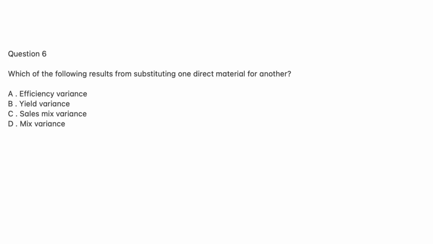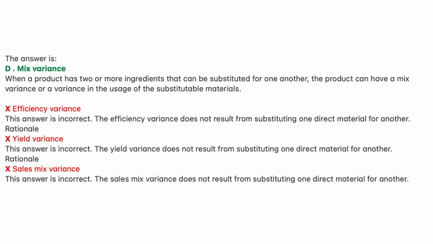Question 6. Which of the following results from substituting one direct material for another? A. Efficiency variance. B. Yield variance. C. Sales mix variance. D. Mix variance. The answer is D. Mix variance. When a product has 2 or more ingredients that can be substituted for one another, the product can have a mix variance or a variance in the usage of the substitutable materials.